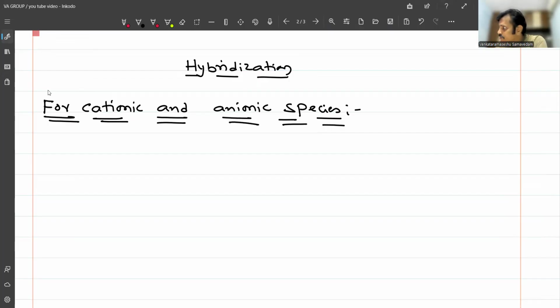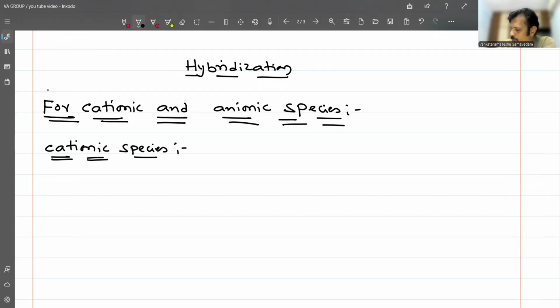Hybridization. Last video, we discussed hybridization of the central atom in the case of neutral molecules. Here, if I take cationic species, how to find out the number of electron pairs?